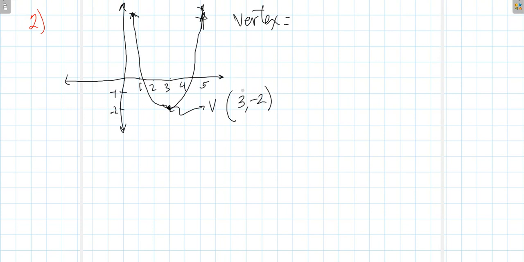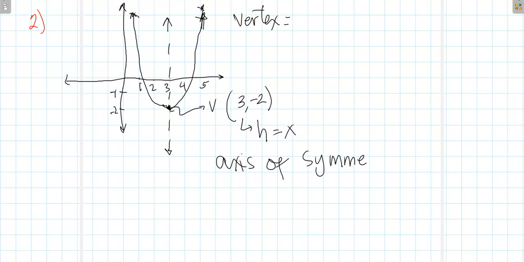And this is your h, which is equal to x. So this is now the axis of symmetry. Whatever the value of x, or rather h, that is the axis of symmetry. Okay, so that is how to get the axis of symmetry.